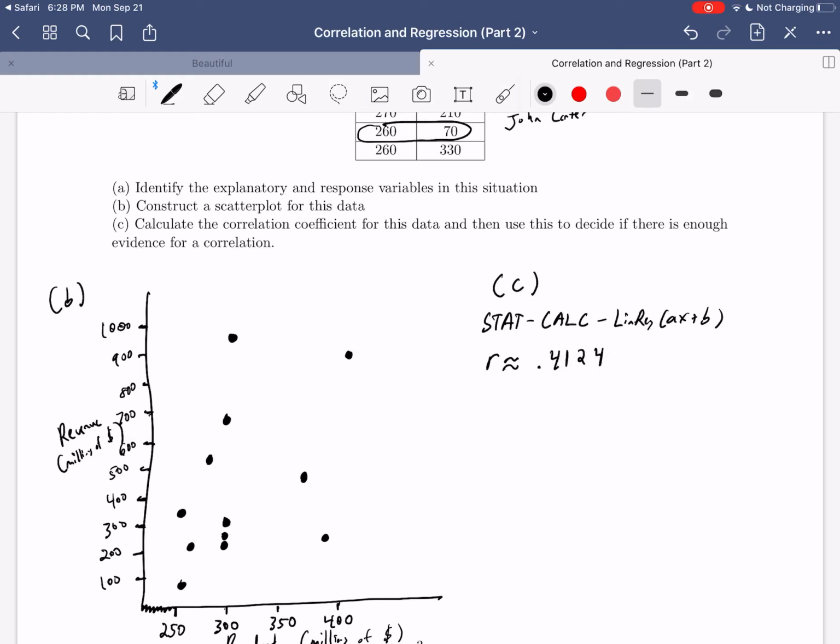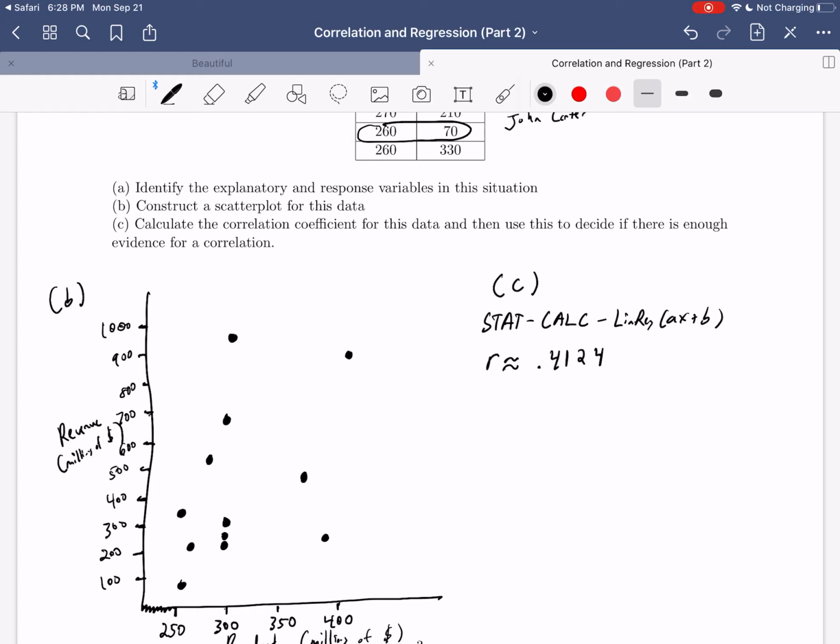0.4124. We usually keep 4 decimal places for correlation coefficients because that's also what we get for critical values. So there we go. There is our correlation coefficient. Notice it is positive, as expected. We are seeing a positive direction. Is it going to be strong enough? Well, we have to actually go ahead and decide.